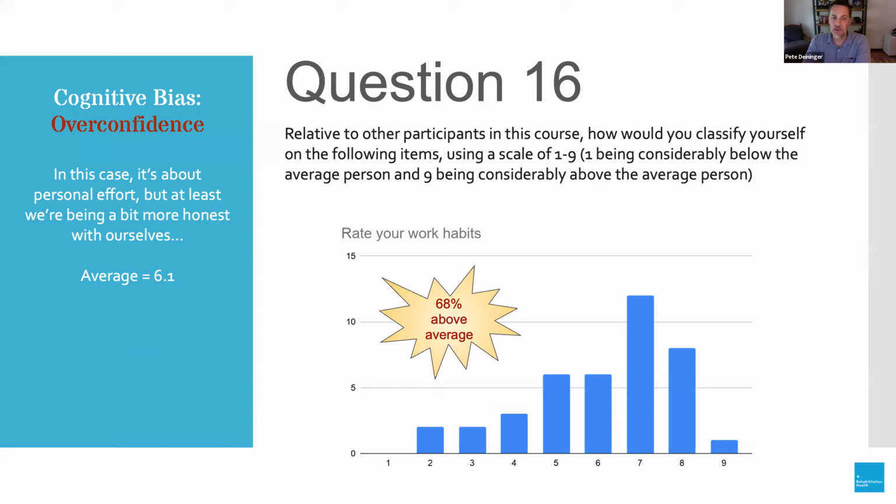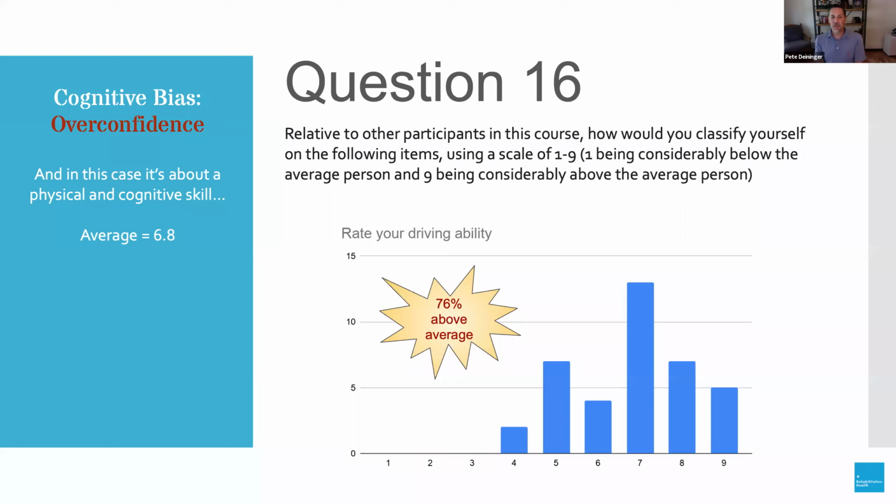But still, we had nearly 70% who work harder than the rest of you. And in the last case, 76% of you are better drivers than everybody else. This one reflects a physical and cognitive skill. So again, for most of us who have been driving for a long period of time, we feel it's pretty straightforward. Defining ourselves ethically, pretty straightforward. So that is an example where we have those high situations of most people feeling that they are above average.